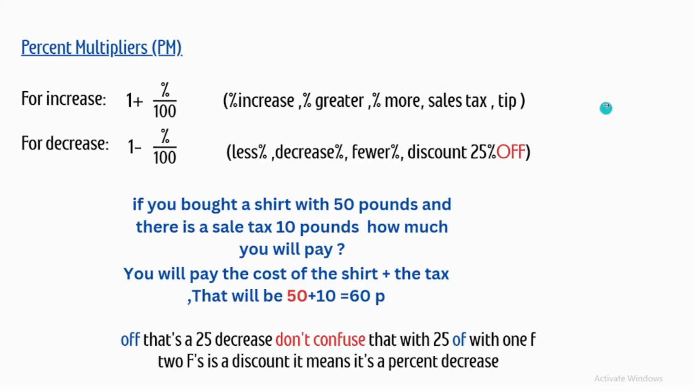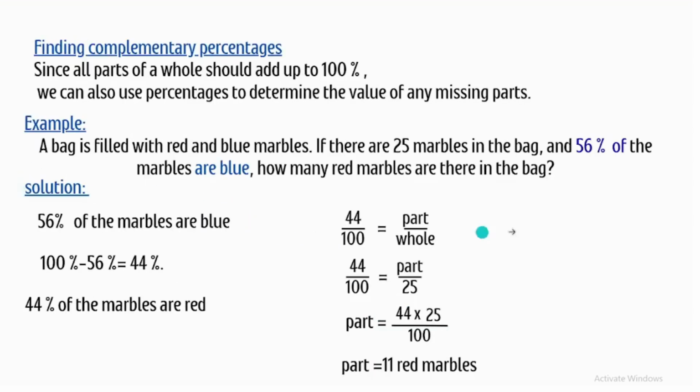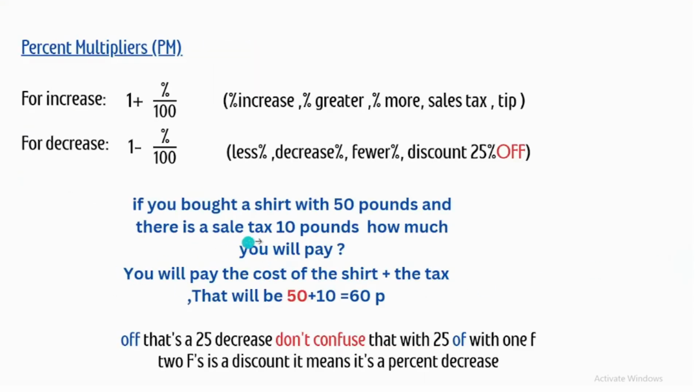Now this is a very important part in percentage. It's a percentage multiplier. Let's start from here. If you bought a shirt for £50 and there is a sales tax, it means tax. Some students think this is a sale. No, it's two words that mean tax, only tax.